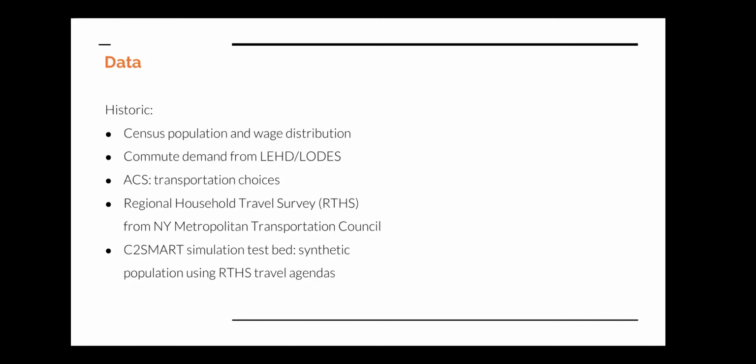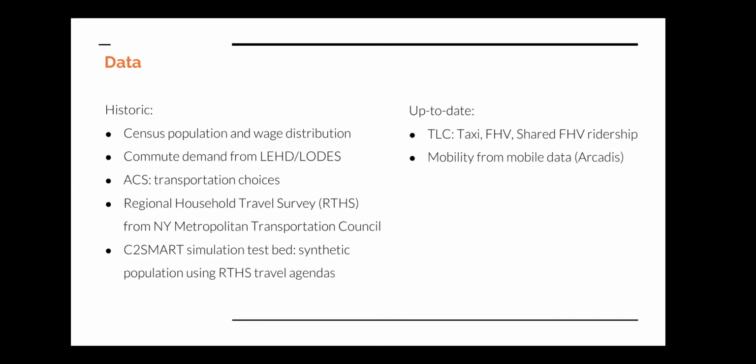On the other hand, as I already mentioned, those data sets lack a critical component, which is absolutely necessary for our use cases, which is for-hire vehicle data, or for-hire vehicle and shared for-hire vehicle. And on the other hand, we have a very up-to-date data set provided by the Taxi and Limousine Commission, reflecting taxi, for-hire vehicle, and shared for-hire vehicle ridership. We also have mobility patterns extracted from mobile data, like mobile calls or mobile app GPS, and one of those data sets is provided to us by Arcadis over the course of the project. So one of the challenges of the project will be bringing those data sets on the same scale.